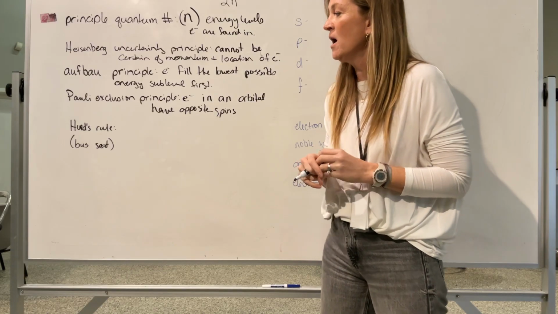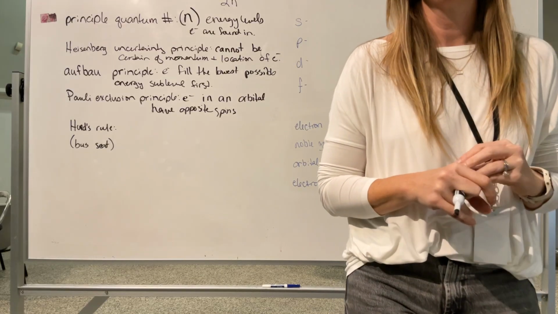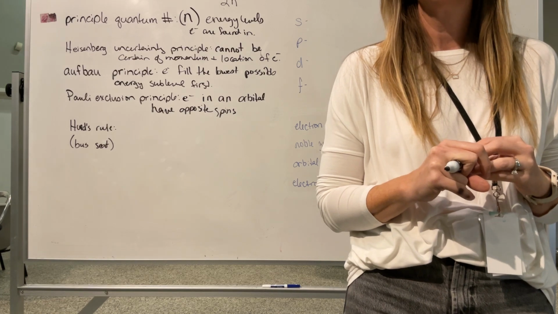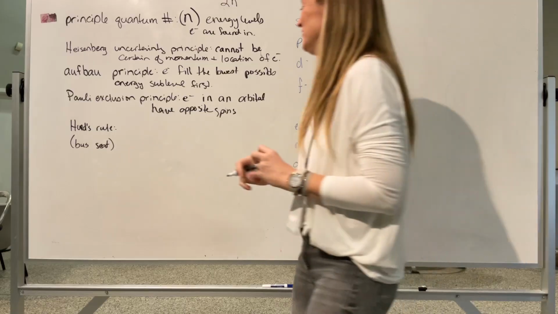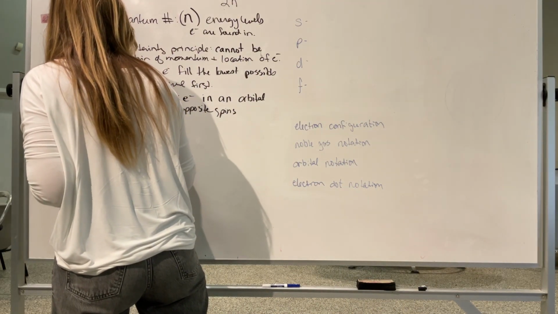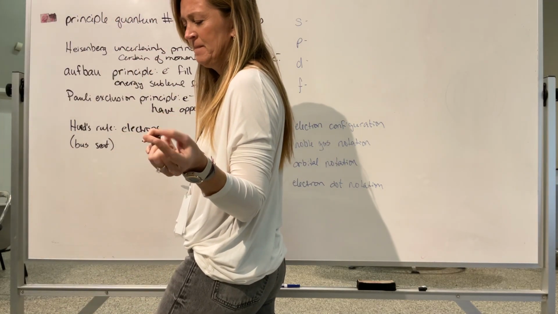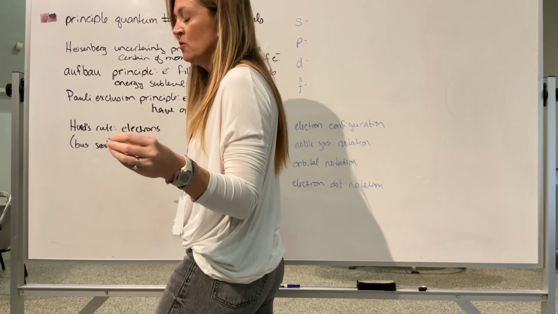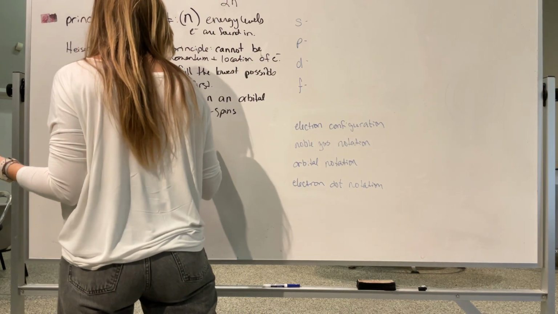And then do you guys remember what Hund's rule is? You read about it, we did not discuss it yet. Electrons fill empty orbitals first before pairing. Yes, exactly. Tell me exactly what you said. Electrons fill empty orbitals first before pairing. Yes, you'll have one in each orbital first before pairing.